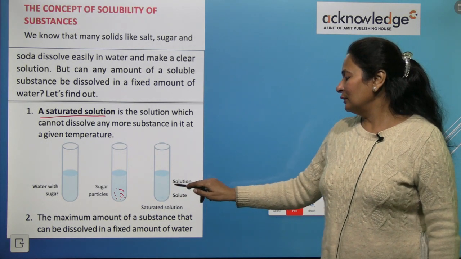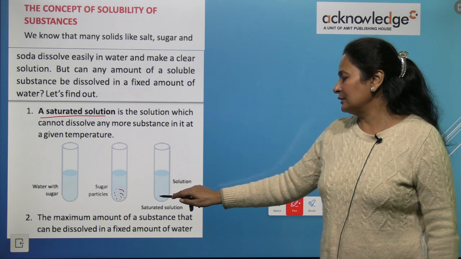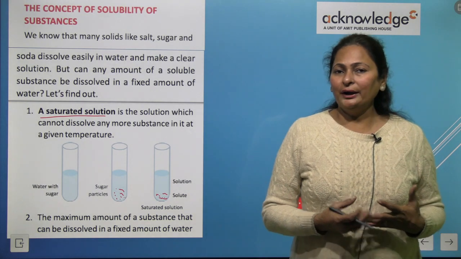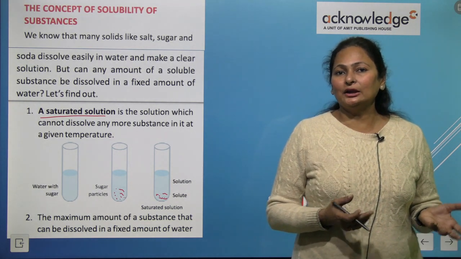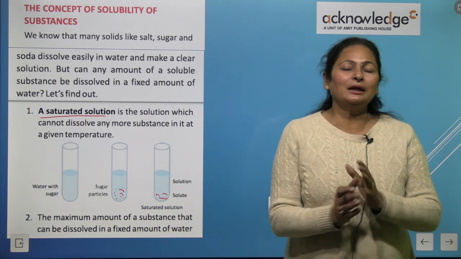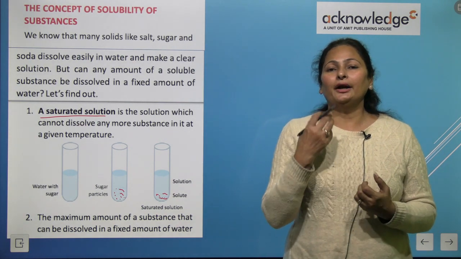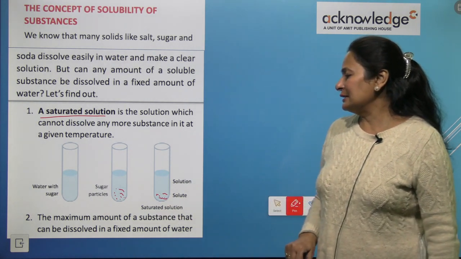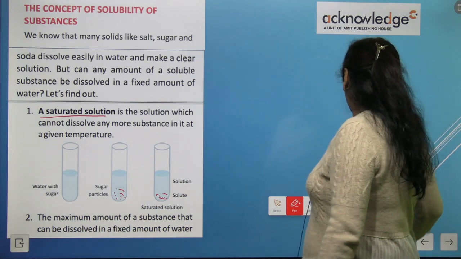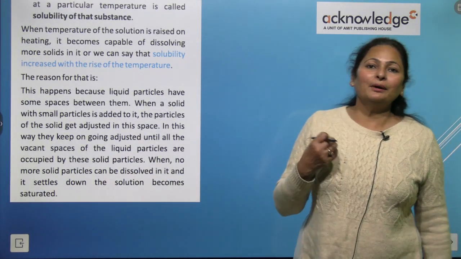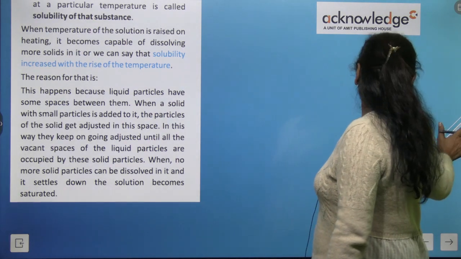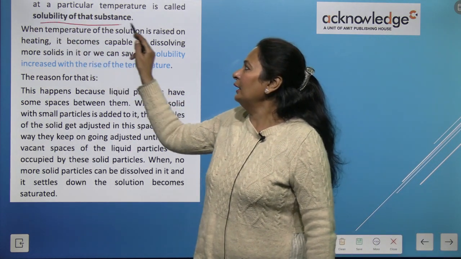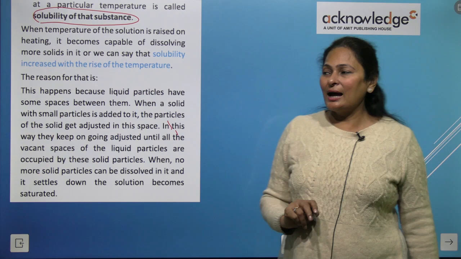So this is the sugar solution, and this is the solute. Now more sugar cannot be added into it. So this is called a saturated solution. A saturated solution means more solid will not dissolve in it, right? The maximum amount of substance that can be dissolved in a fixed amount of water at a particular temperature is called the solubility of the substance. Solubility of the substance, right?